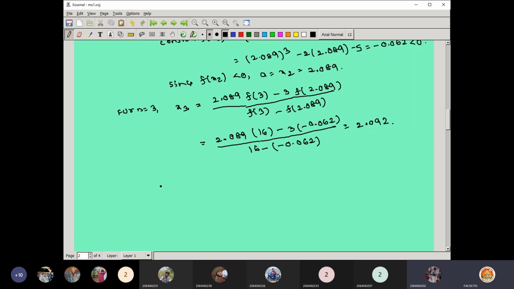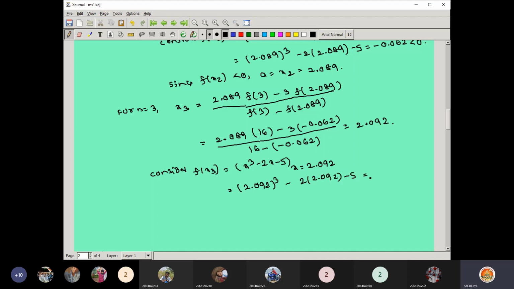Right. So after getting this x3 again, now you are substituting in the function. So consider f of x3. In your function x cube minus 2x minus 5, you are substituting x equal to 2.092. So it is 2.092 whole cube minus 2 into 2.092 minus 5. You will get an answer for this.